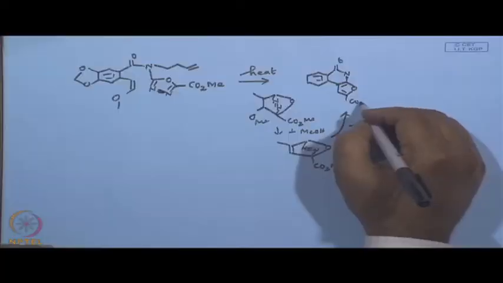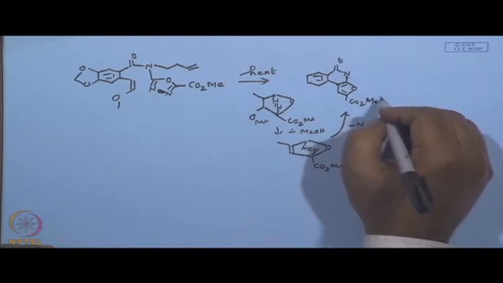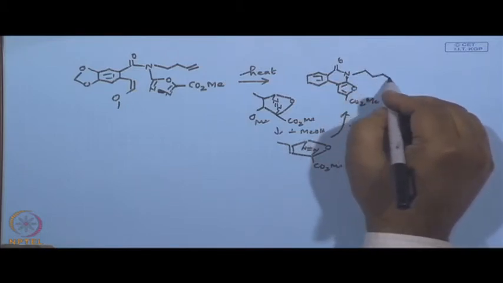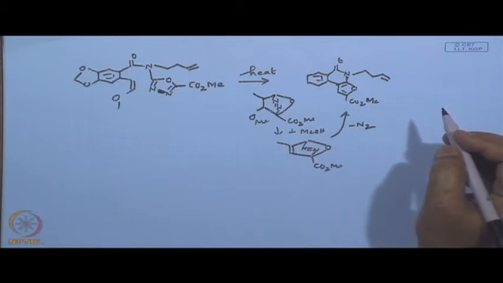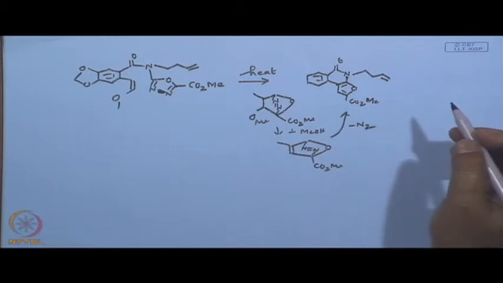I will have many more examples. Probably we will talk about all these things in the next class. Loss of nitrogen is a very important driving force in cycloaddition reactions. So, once you have this, that means you have a methyl group and you have this homoallylic kind of appendage.